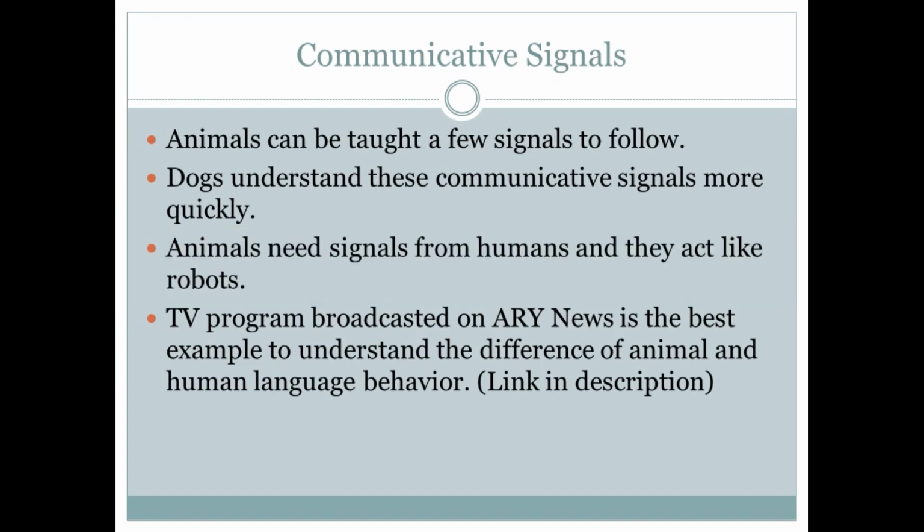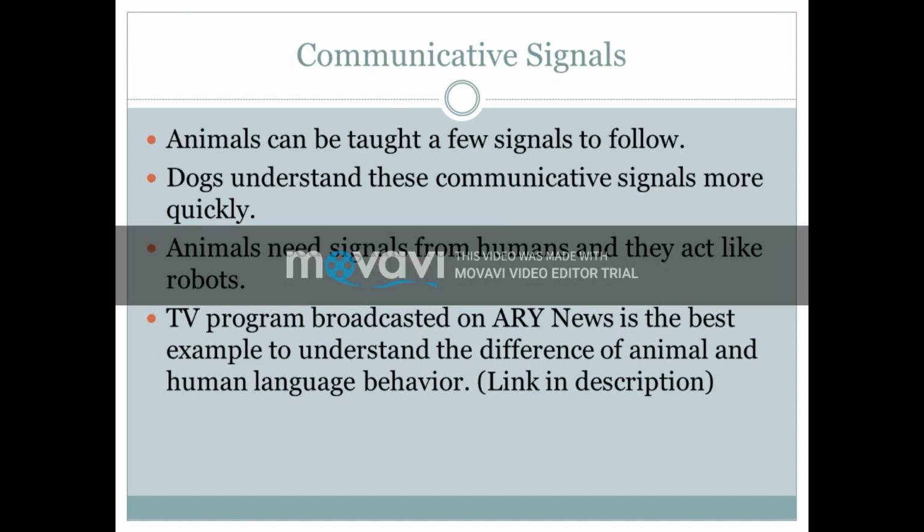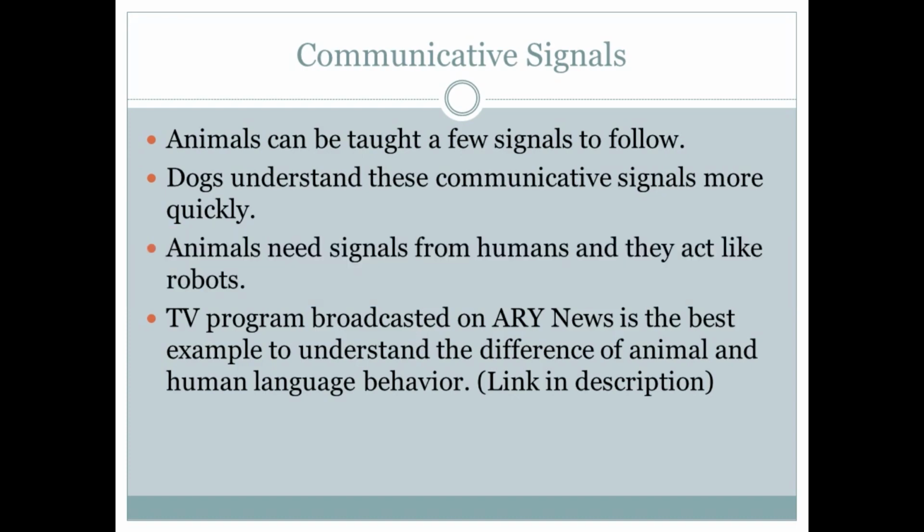There are many dogs that are trained by humans. So animals can be trained by humans. They can be taught how to behave in some specific ways. But animals can only be taught a few signals. They cannot be taught limitless, unlimited, or infinite communicative signals as humans can have.